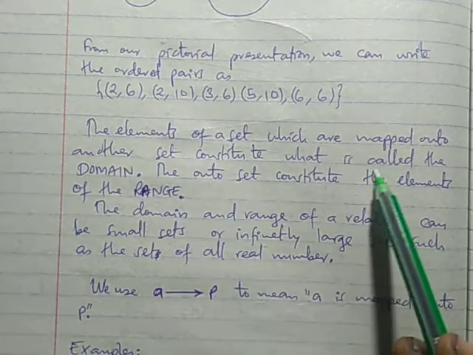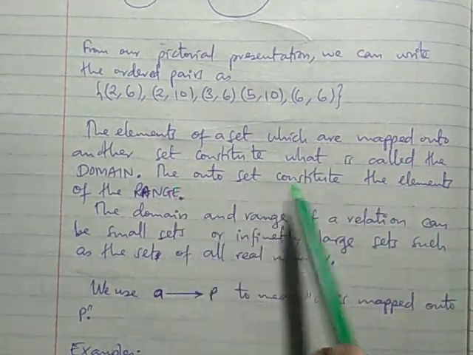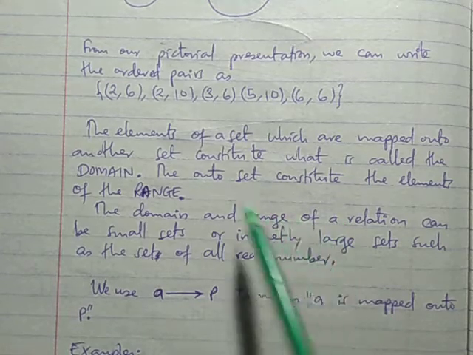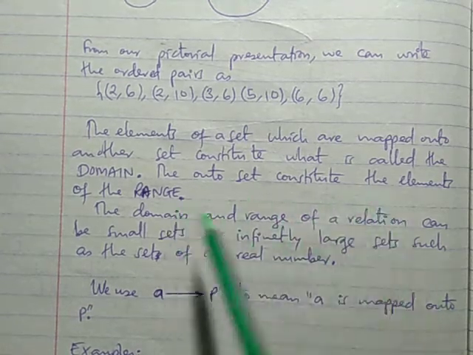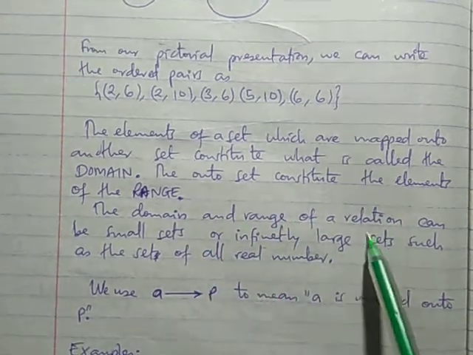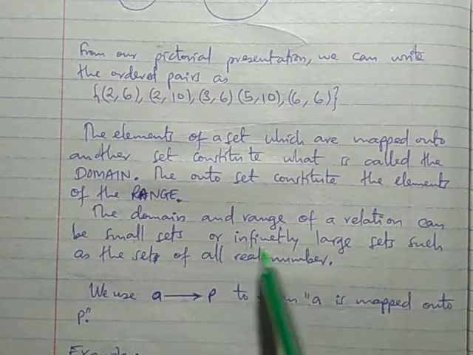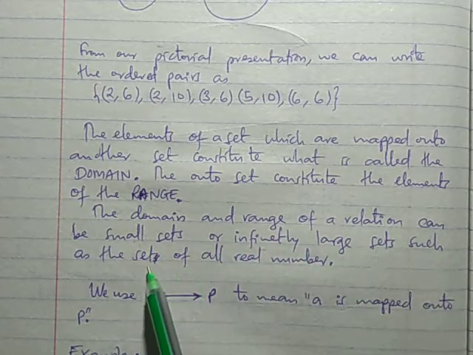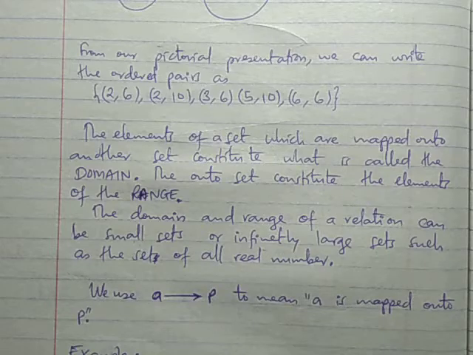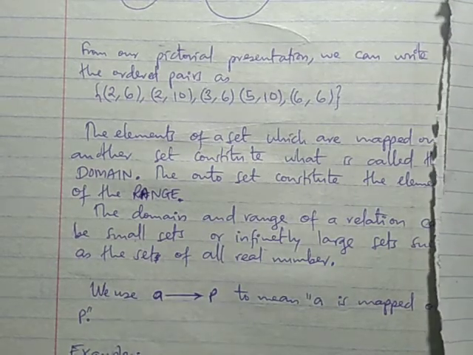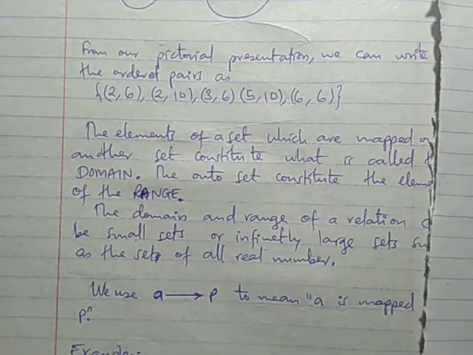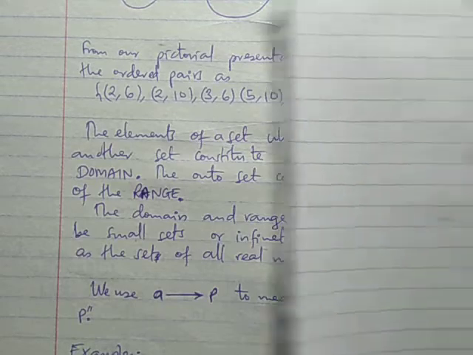So the elements of a set which are mapped onto another set constitute what is called the domain. The onto set constitutes the range. So the domain and the range of a relation can be small sets, infinite, or large sets such as the set of all real numbers. Tutaenda kuona kwa different calculation jinsi gani ambavyo tunaenda calculate domain na range za relation.